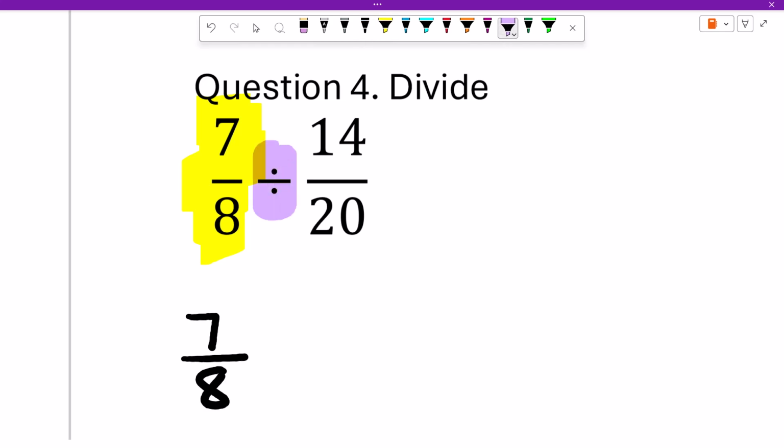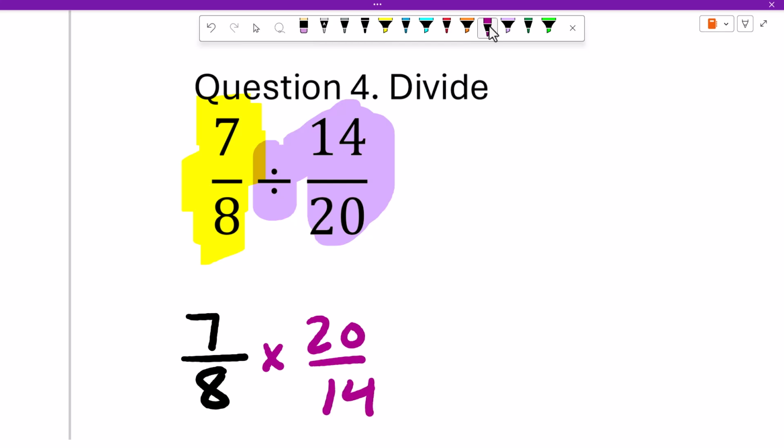So when we say switch here, or the word flip, what does that dividing sign get switched into or flipped into, Ranjot? Multiplication. A multiplication. So don't keep the dividing sign the same. It changes into a multiplication. And then this one is the switching to, or the flipping, right? So the 20 goes to the top, and the 14 goes to the bottom.